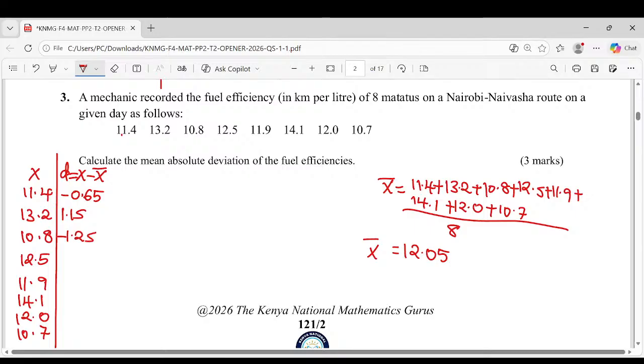Then 12.5, when you minus, you get 0.45. Then 11.9, when you minus, you get negative 0.15. Then 14.1, when you minus, you get 2.05. Then 12.0, when you minus, you get negative 0.05.